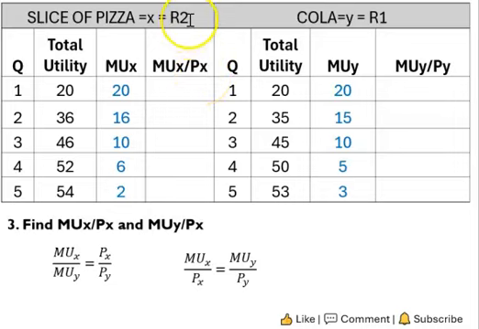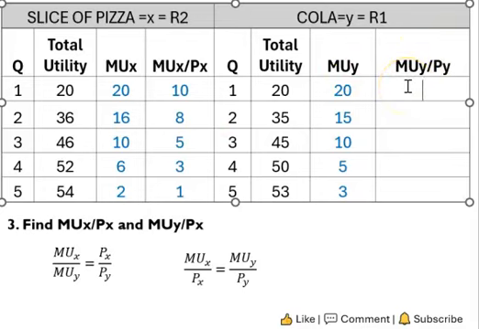Remember, the price of X is 2. So this is an easy one because we already know what our MUX is. We have calculated it and it's in this column here. So MUX, and our price is 2. So 20 divided by 2 is 10. 16 divided by 2 is 8. 10 divided by 2 is 5. 6 divided by 2 is 3. 2 divided by 2 is 1.